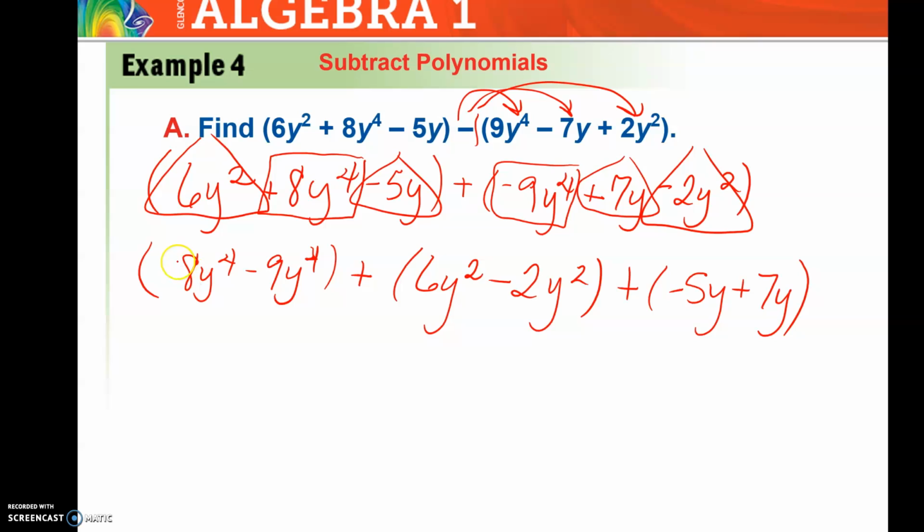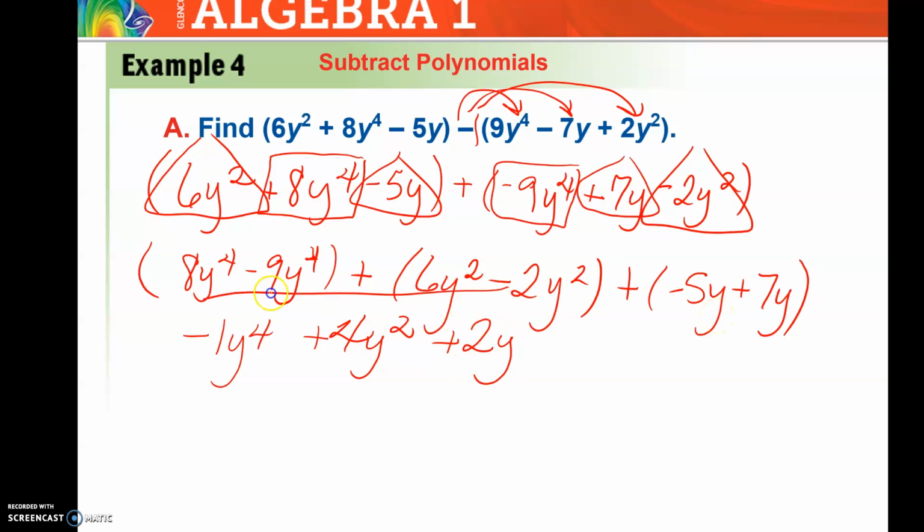So when I take 8y to the 4th and I subtract 9y to the 4th, I am down 1y to the 4th. 6y squareds take away 2y squared, I'm up 4y squareds. And negative 5y plus 7y, I'm up 2y. So there is that subtracted.